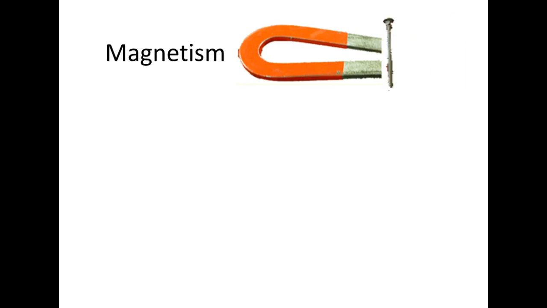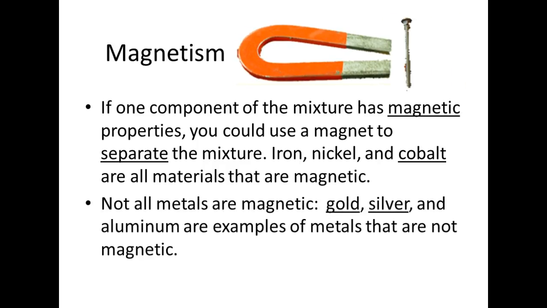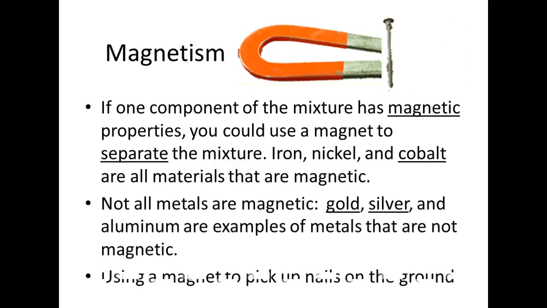So magnetism, I think you guys know what this means. It's when one component of your mixture has a magnetic property and the other one doesn't. You can use a magnet to get that magnetic material out. Iron, nickel, cobalt, all these materials are magnetic. Some metals aren't though. Gold, silver, aluminum, these aren't.